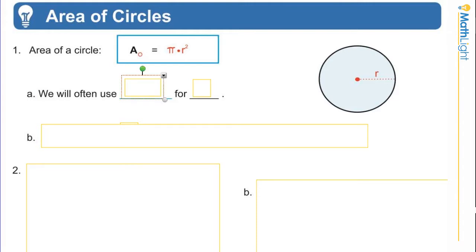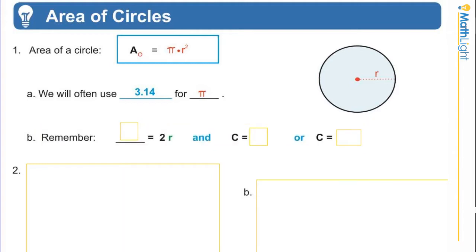Remember, we often use 3.14 for our pi. So what do we use for pi? 3.14. If your teacher wants you to use your pi button on your calculator, use your pi button on your calculator. I'm going to use 3.14 because a lot of texts want you to use 3.14. But again, if your teacher wants you to use that pi button, you should use it. That would actually be a little bit more accurate answer. So 3.14 used for pi.